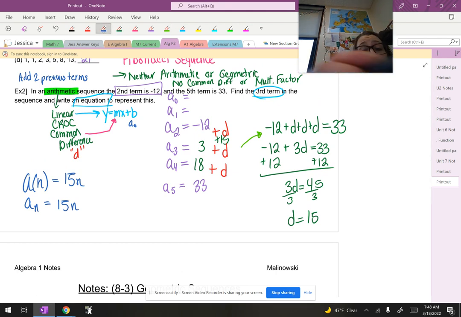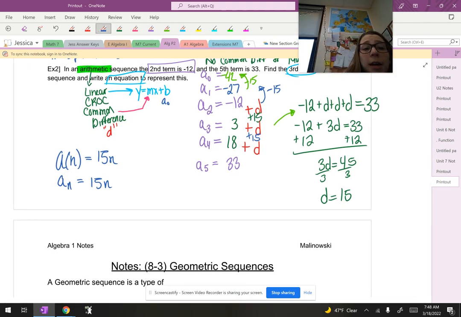So again, working backwards here. If I'm adding 15 to get to the next piece, if I want to work backwards, I would be subtracting 15 from each piece. So negative 12 minus 15 is going to give me an a sub 1 of negative 27. But I'm still not there because I need a sub 0. So minus 15 more is going to give me negative 42. Completing my equation with a minus 42.